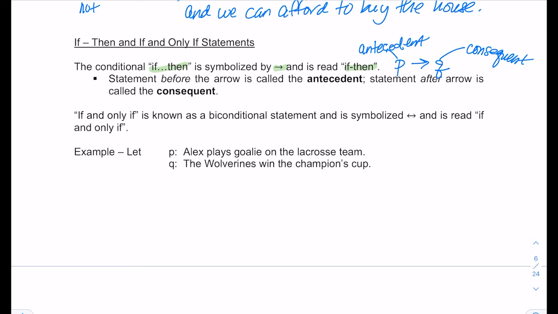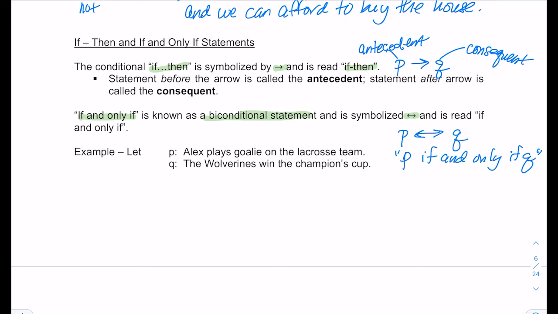If and only if is known as a biconditional. It's characterized with an arrow that faces to the right and left. It's read if and only if. So if you saw this, that is read P if and only if Q. And if and only if implies that you can take the statement and reverse it, and both statements would be true.